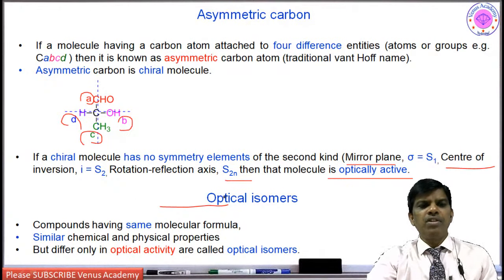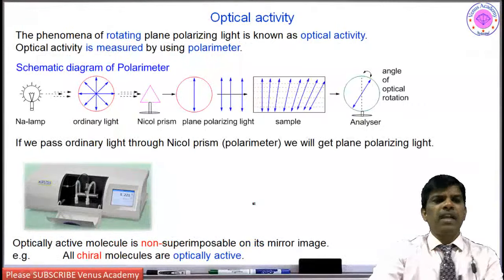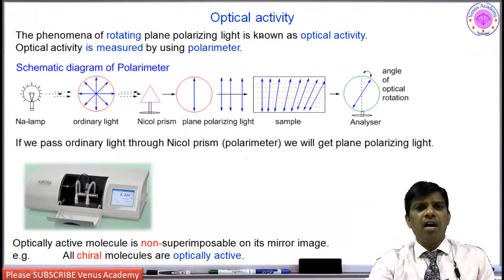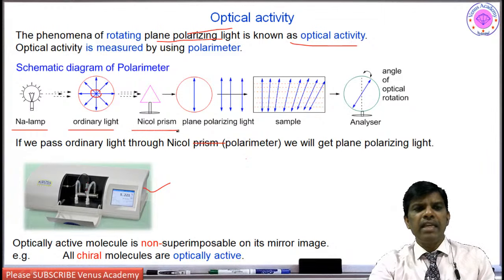Optical isomers: compounds having the same molecular formula and similar chemical and physical properties, but differing only in optical activity, are said to be optical isomers. Let us take some examples. What is optical activity? It is the physical property where a compound rotates plane polarized light. The phenomenon of rotating plane polarized light is known as optical activity. If I take the compound, dissolve it in some solvent and put it in a polarimeter, you will have a sodium lamp giving ordinary light, and we put a Nicol prism. This Nicol prism gives plane polarized light, a single plane of light.